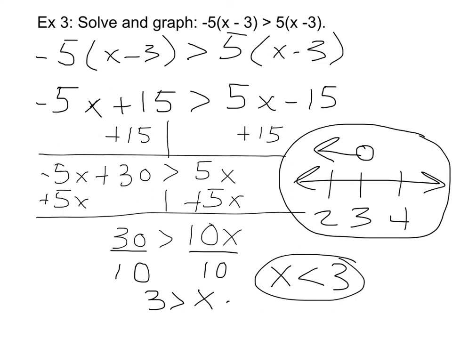Notice when I changed from this form to this form, my alligator was eating the 3, and when I finished, it was still eating the 3, the alligator or the Pac-Man, whichever you prefer. But notice we didn't change anything. All we did was change the order. We still got the sign eating the same value. So that's how we know we kept that straight. Okay?